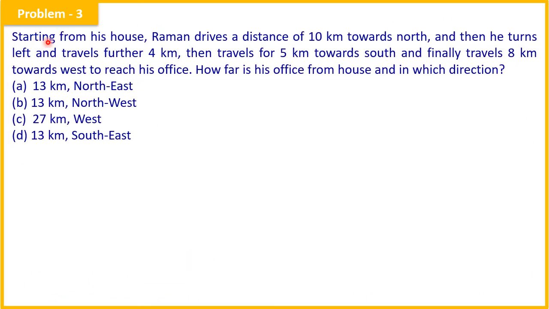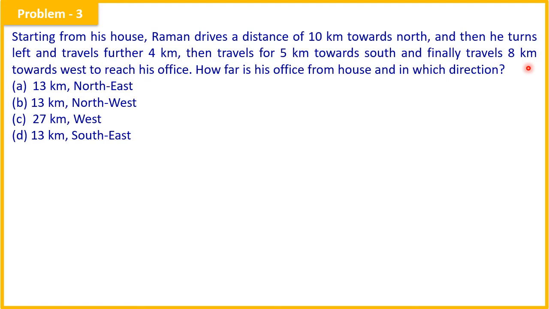Problem 3. Starting from his house, Raman drives a distance of 10 kilometers towards north, and then he turns left and travels further 4 kilometers. Then travels 5 kilometers towards south, and finally travels 8 kilometers towards west to reach his office. How far is his office from house and in which direction? So how to start here?